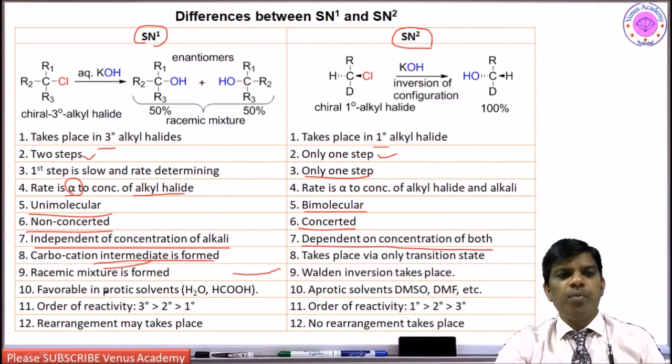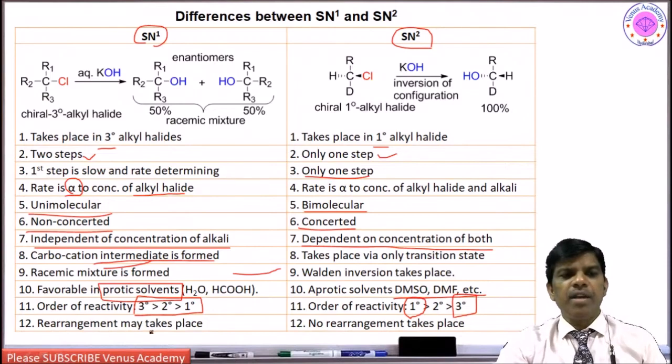SN1 is favorable in protic solvents. Usually you use protic solvents like water, formic acid or acetic acid, and aprotic solvents like DMF and DMSO are used for SN2 reactions. The order of reactivity is important, students. If you want to react the substrate under SN1, it should be a tertiary compound, and if it is secondary, the reaction shifts towards SN2. In terms of reactivity, SN2 is observed in primary alkyl halides, and it is rare to find SN2 type reactions in tertiary alkyl halides. Rearrangement may take place.